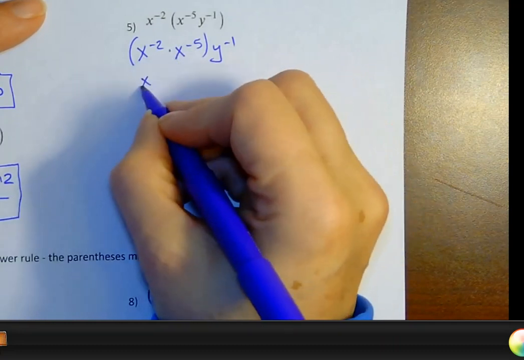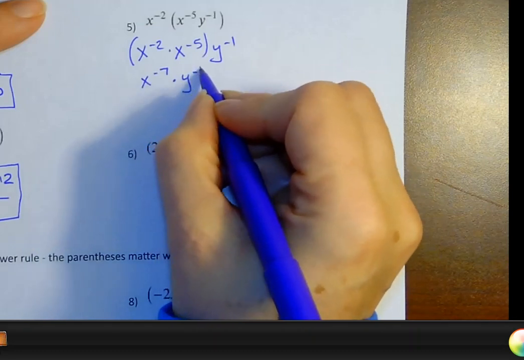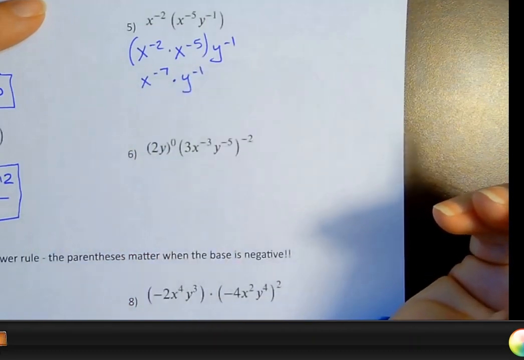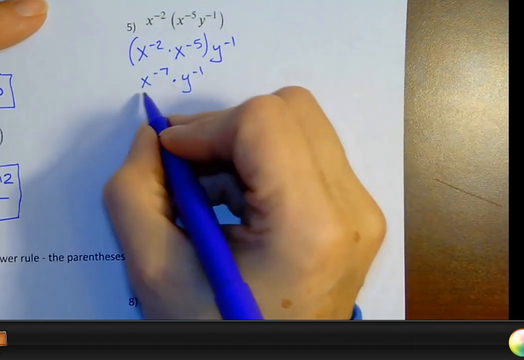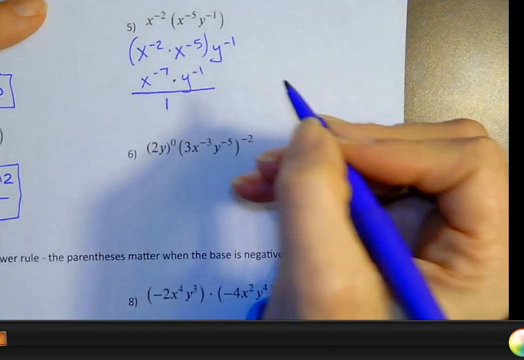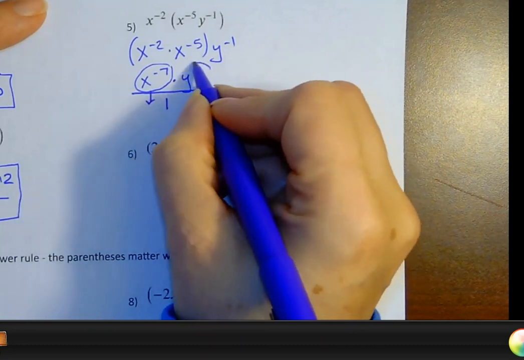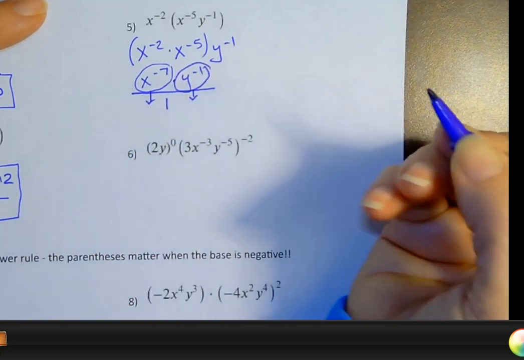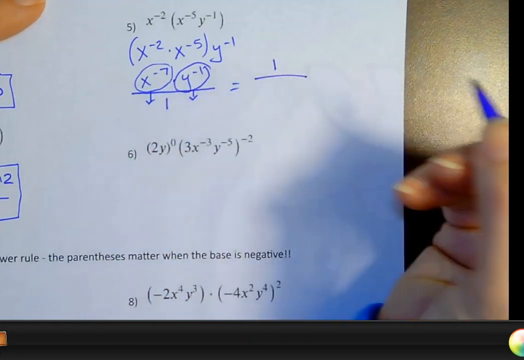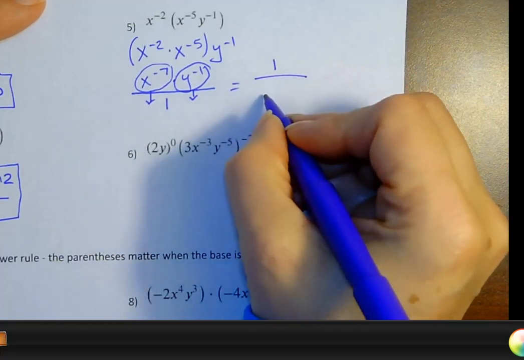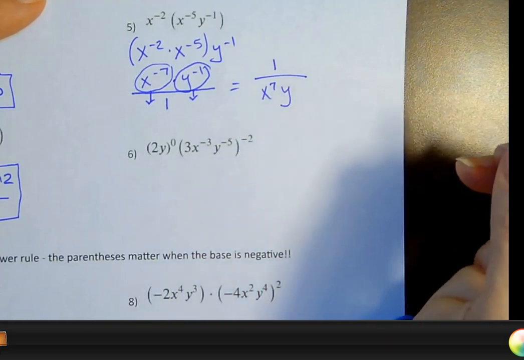So that now I have x to the negative 2 plus negative 5, that's negative 7, times y to the negative 1. So that's all fine and dandy, except that I don't like negative exponents. So I'm going to pretend that that is over 1, and I'm going to move anybody who has a negative exponent down. That leaves me with 1 in the numerator, because I'm actually multiplying and dividing stuff. So I'm left with 1 in the numerator. X to the negative 7 becomes x to the 7. Y to the negative 1 becomes y to the positive 1. So we'll just leave it as y.